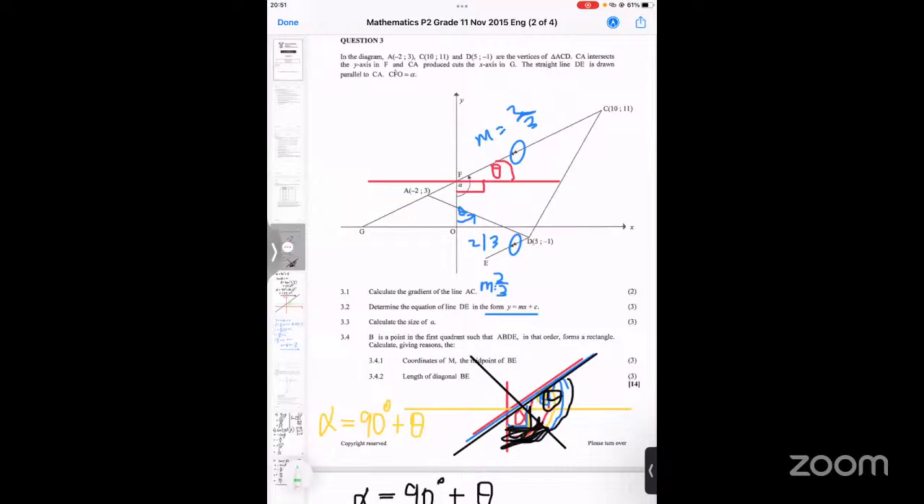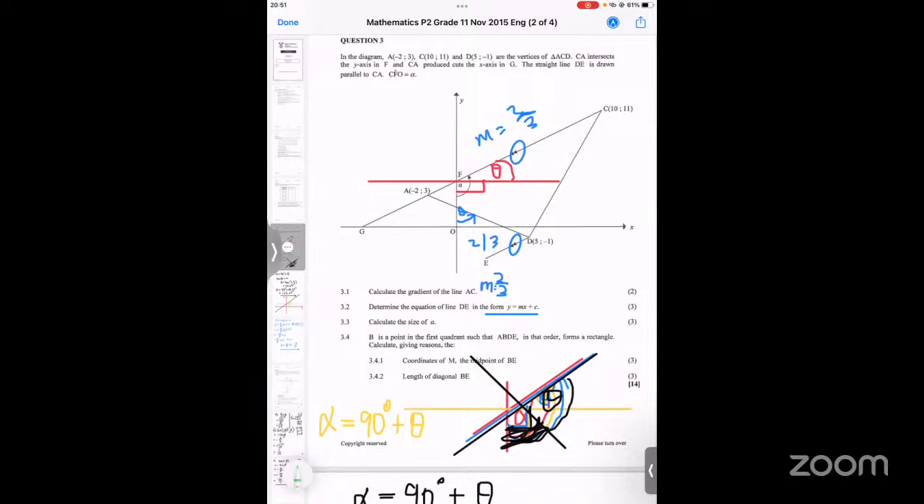So the next question would be: B is a point in the first quadrant such that A, B, D, E in that order forms a rectangle. Calculate, giving reasons, the coordinates of M being the midpoint of B, E.